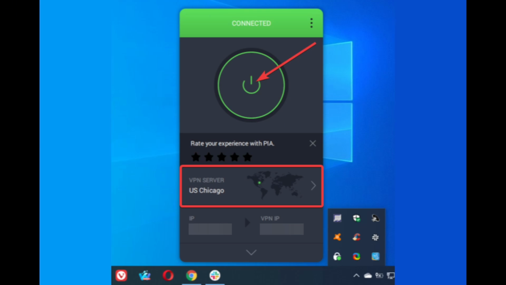So that's it. That is how easily you can fix the issue with Bank of America application.